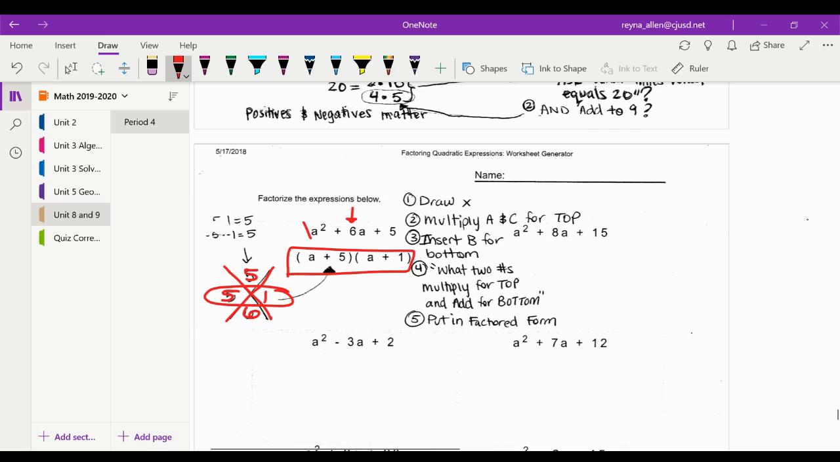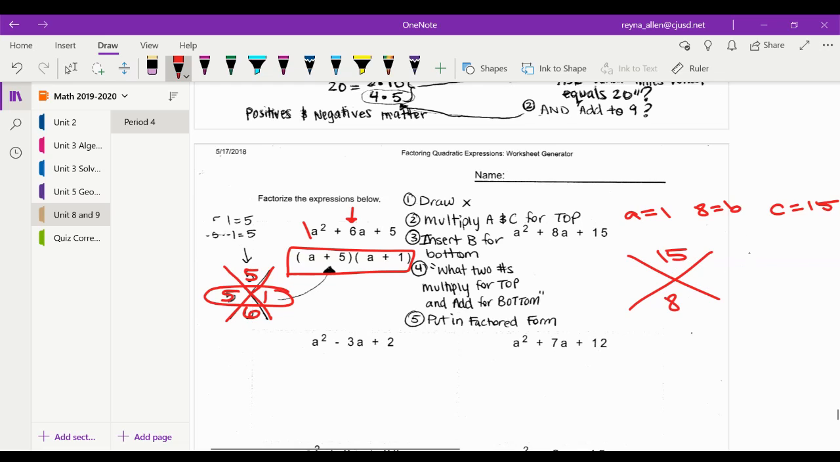So let me show you the next one. Right here, A is 1, 8 is my B, and C is 15. So step 1, draw my X. Step 2, multiply A and C, which is 15. Step 3, put B into the bottom.